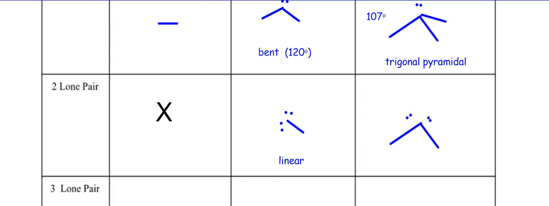And what does that make it? We'll take a look. It is bent. But what's different about this bent, it's 104. The bent up here is 120, that started out as trigonal planar. But the one over here that started out as tetrahedral is now about 104. So these 2 lone pairs are still squeezing that down.